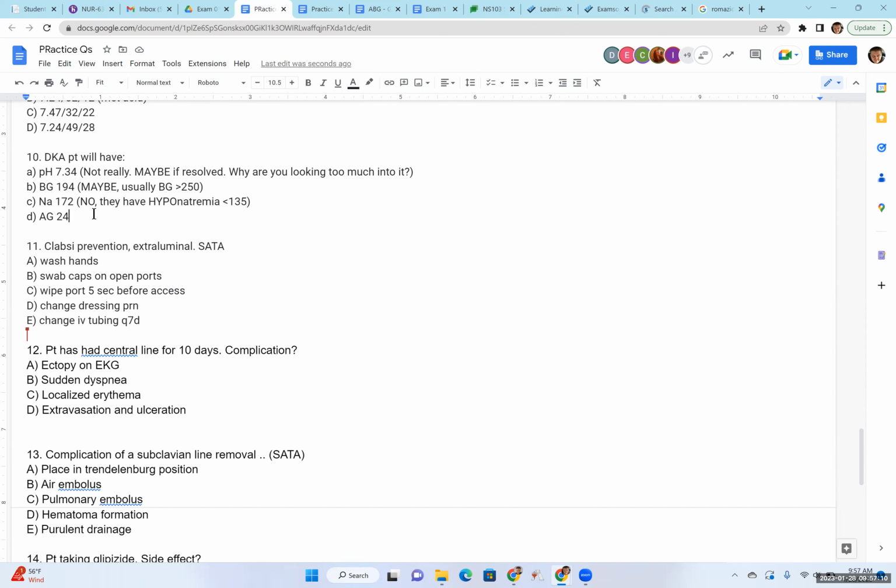All right, so an anion gap of 24, yes, right? Greater than 12 indicates metabolic acidosis, which DKA could cause. Okay. All right, that makes sense.